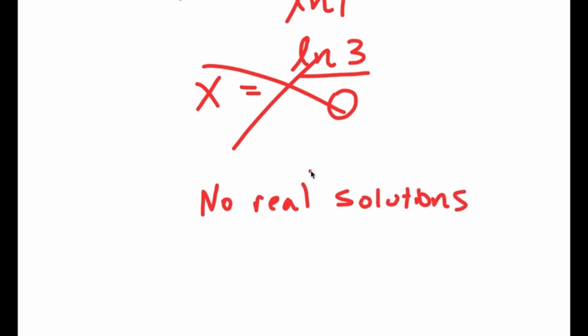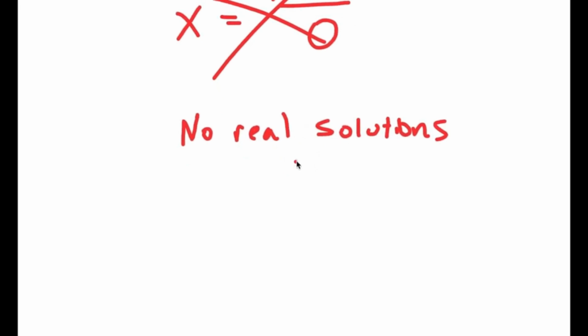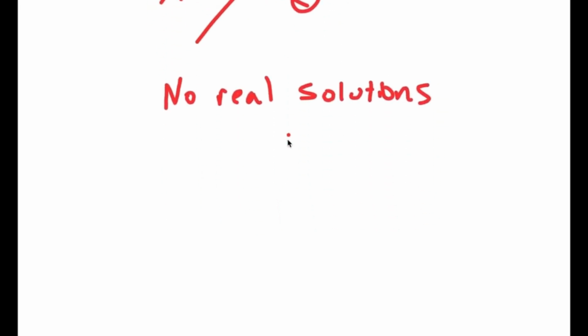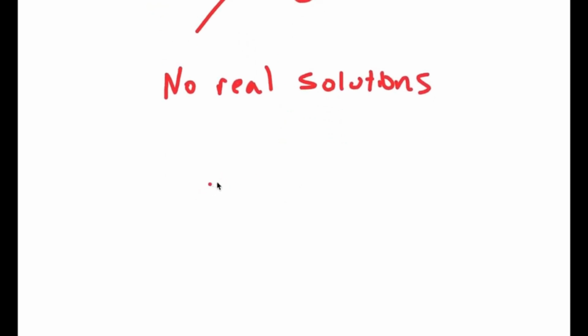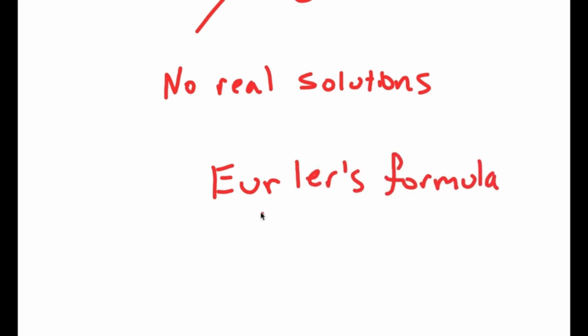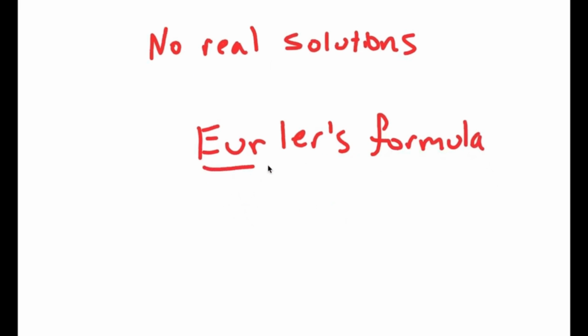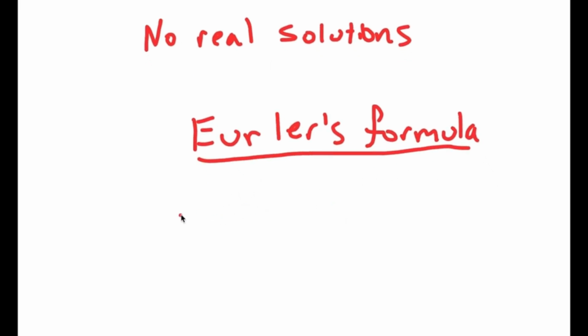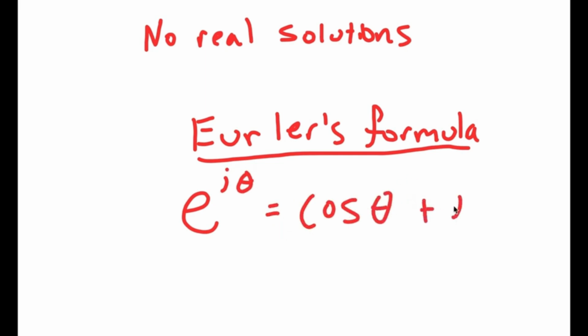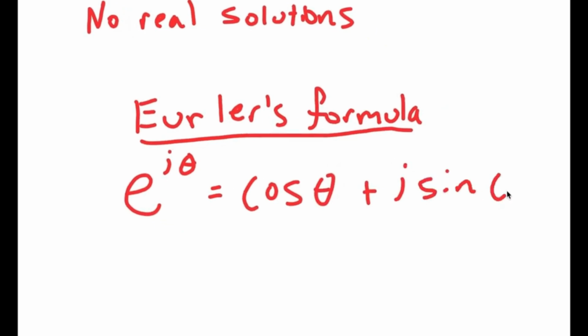But there are different types of solutions. So what I'm going to do to solve this equation is, first, let's recall Euler's formula. And if you guys don't know what this is, it states that if I have something in the form e to the power of i times theta, this is equal to cos of theta plus i times sine of theta.